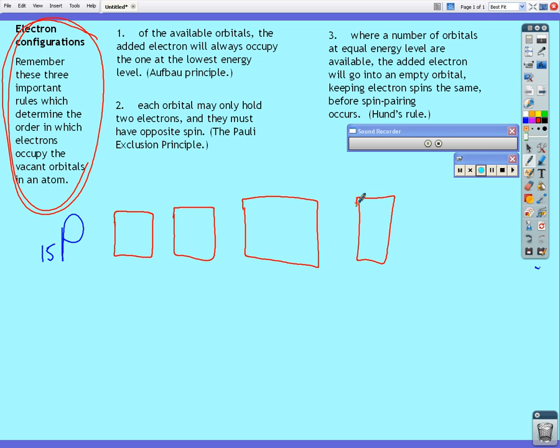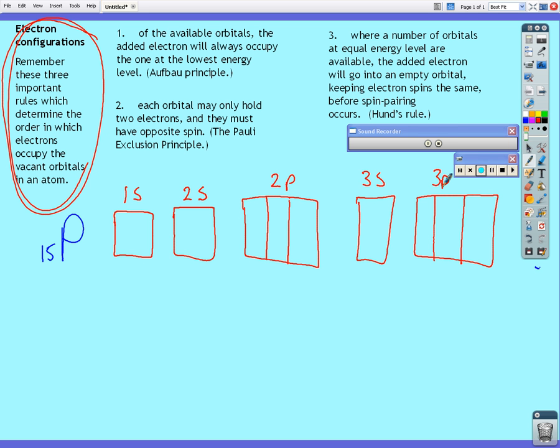So we've got here a 1s orbital, a 2s orbital, the 2p orbitals, well, there's actually 3 of those, and a 3s orbital, and then we've got some 3p orbitals, and there's 3 of them. So those are the orbitals we've got available.